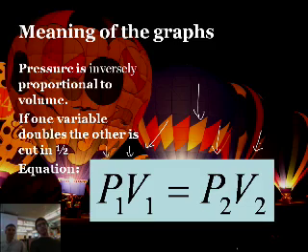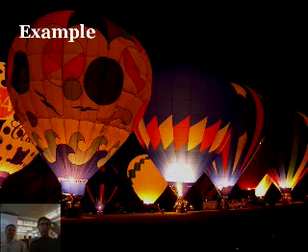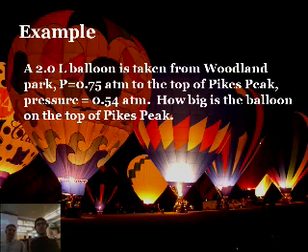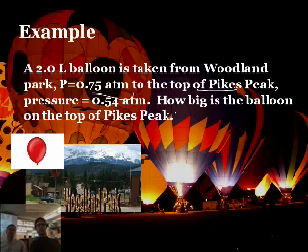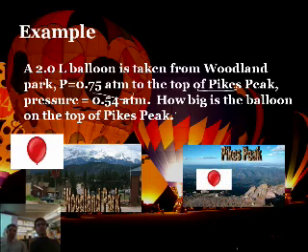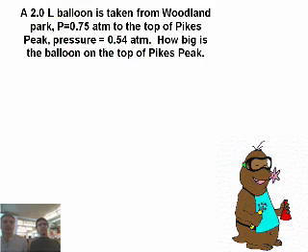So let's actually do an example. A 2-liter balloon is taken from Woodland Park, pressure of 0.75 atmospheres, to the top of Pikes Peak. Well, this is Pikes Peak, but I went up to the top of Mount Evans. Pretty much the same idea, close, really. What's going to happen to the balloon? Not a bag of Pringles, but a balloon. So here we have the balloon in Woodland Park, and here's the balloon at the top of Pikes Peak, right? So let's actually do it on a blank screen here.